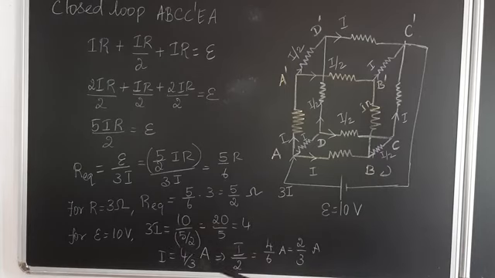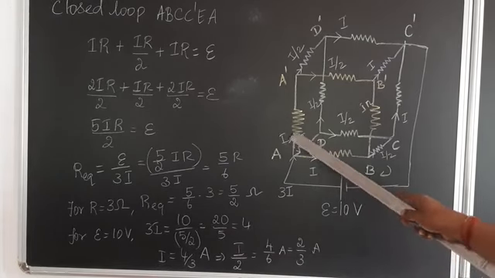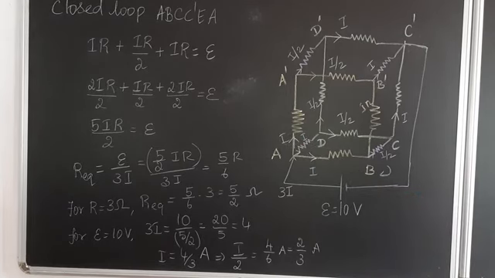So I is equal to V by R. 3I is equal to 10 divided by 5 by 2. The 2 goes to the numerator, so 20 divided by 5, that is equal to 4. Therefore 3I is equal to 4, and then I is equal to 4 by 3 ampere. So here 4 by 3 ampere, here 4 by 3 ampere, here 4 by 3 ampere can go.